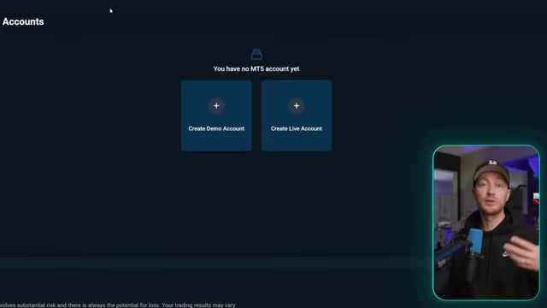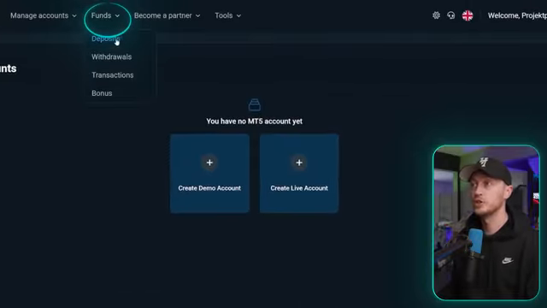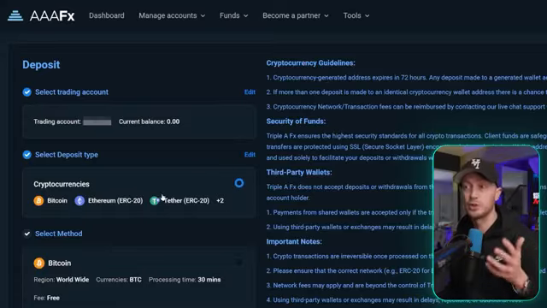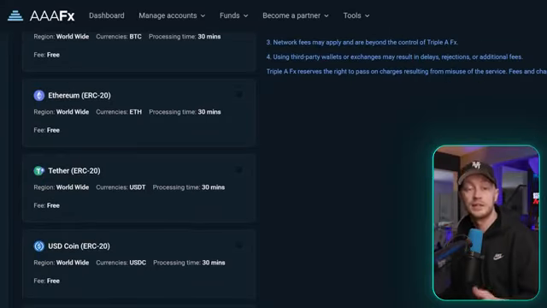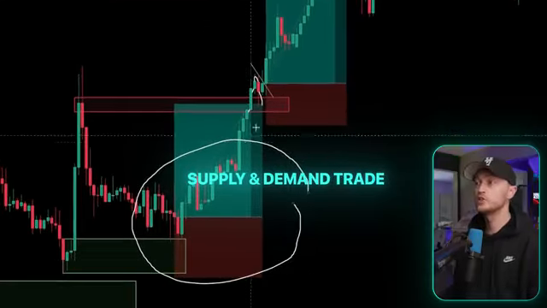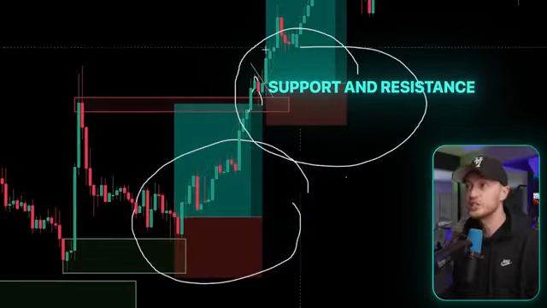And then when you're actually ready to trade live, you could come to Funds, Deposits. You can select your trading account here. You could select your deposit type, put that money in, and start placing live trades. So we just had our supply and demand trade. We just had our support and resistance trade.